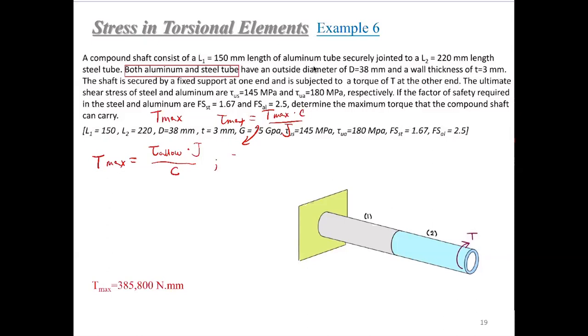And then what is the allowable shear stress? That is the ultimate shear stress over the factor of safety, right? So here, everything is clear. The allowable for steel will be the ultimate stress of steel over the factor of safety. That is 145 over 1.67, which will be 86.8 MPa, right?